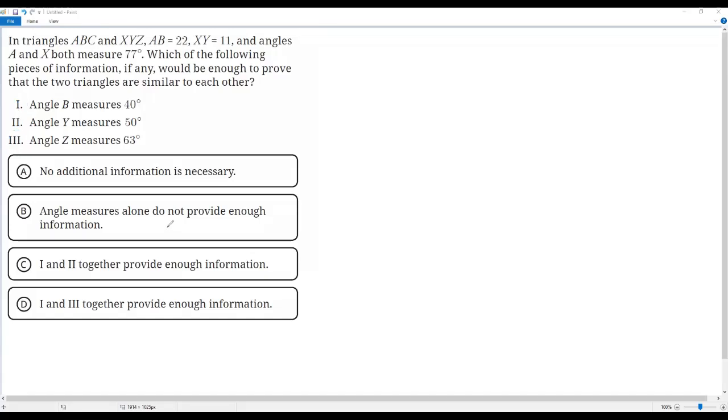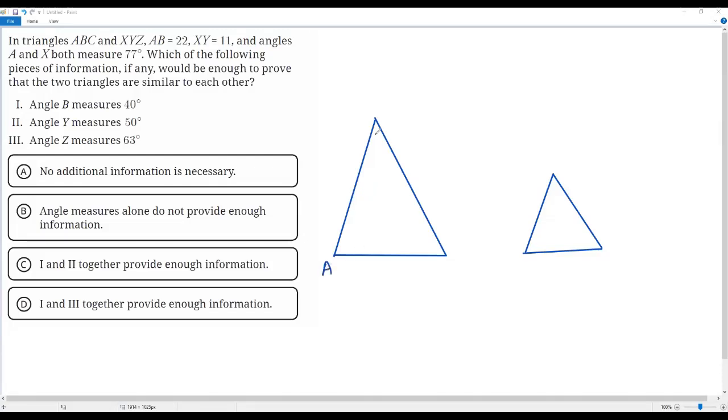Okay, so first I'm going to draw the two triangles ABC and XYZ with the given information. Here I have drawn two triangles. Let me name the vertices: here A, this is B, and here C, and this is X, this is Y, and Z. The question says angles A and X both measure 77 degrees, so I mark a 77 degree angle at vertex A in the first triangle and at vertex X in the second triangle. Also, the length of AB is 22 and the length of XY is 11. So that's all the information we have.